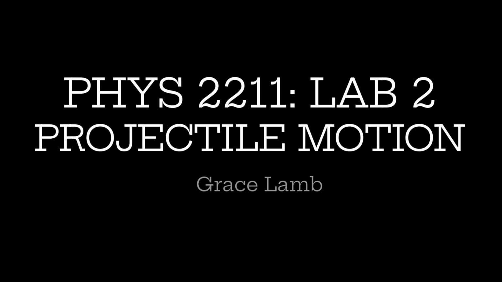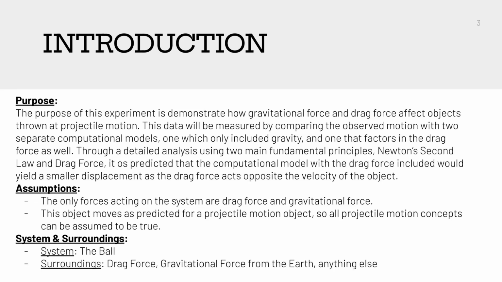This is my Physics 2211 Lab 2 on projectile motion. The purpose of this experiment is to demonstrate how the gravitational force and the drag force affect objects that are thrown in projectile motion. This data is measured by comparing the observed motion with two separate computational models, one that includes only gravity and one that includes gravity and drag forces.